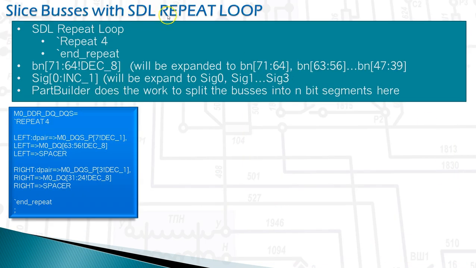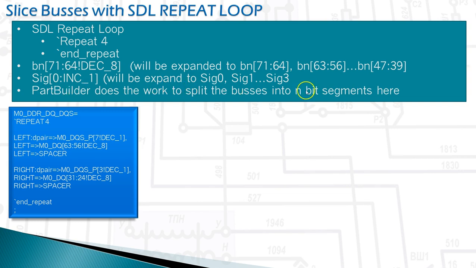We can also slice buses using the SDL repeat loop. So we could say repeat 4 and end repeat. And then we can do bus numbers, like a bus number 71 to 64, bang decrement 8. This will be expanded to bus number 71 to 64, bus number 63 to 56, all the way down to bus number 47 to 39. A SIG 0, inc 1 will be expanded to SIG 0, SIG 1, SIG 2, SIG 3, SIG 4.